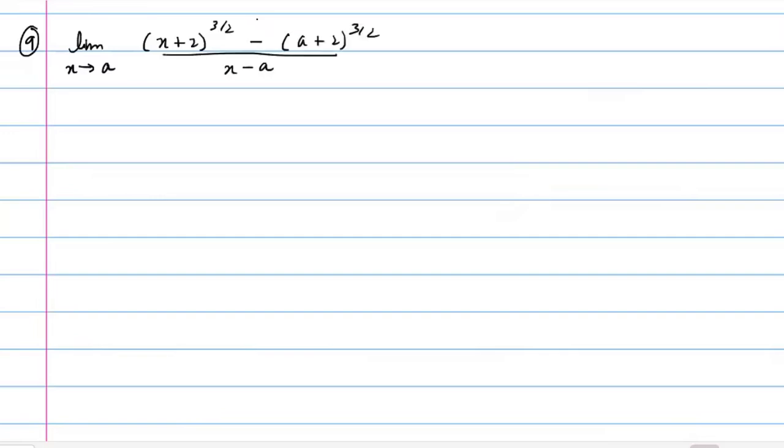So I'll just write the formula one more time. Here you have limit x tends to a, x raised to n minus a raised to n, over x minus a. So the point is that this is x, this is a, and this is x minus a. So in place of x, you have x plus 2. In place of a, you have a plus 2. So I can write this in the following way.